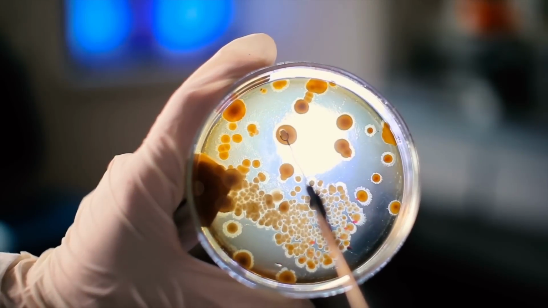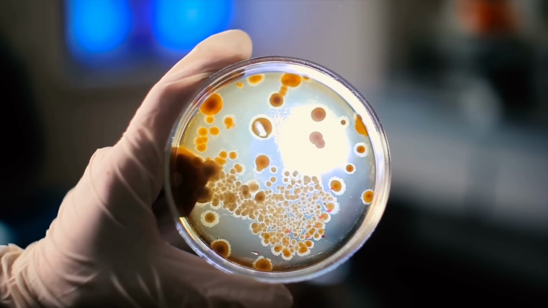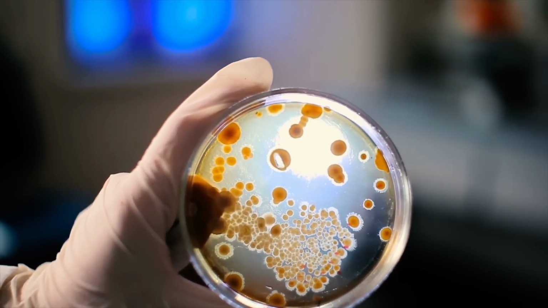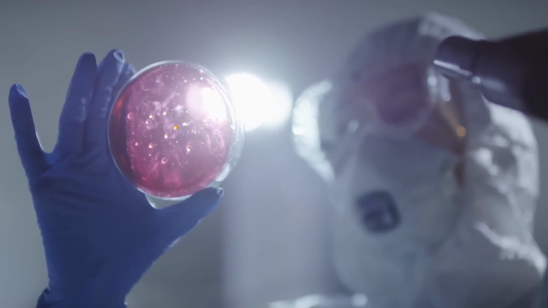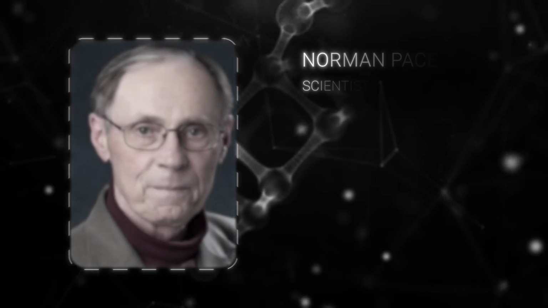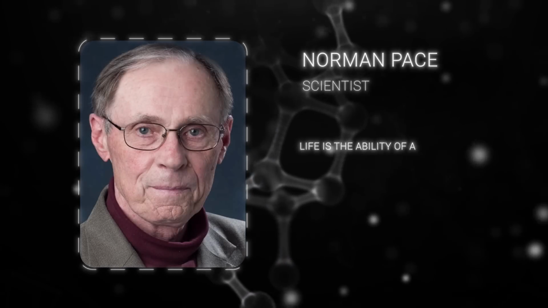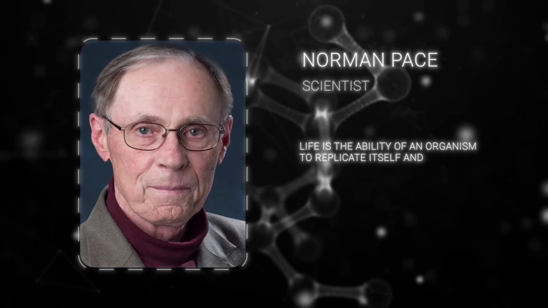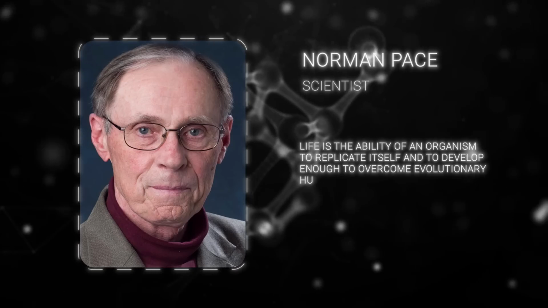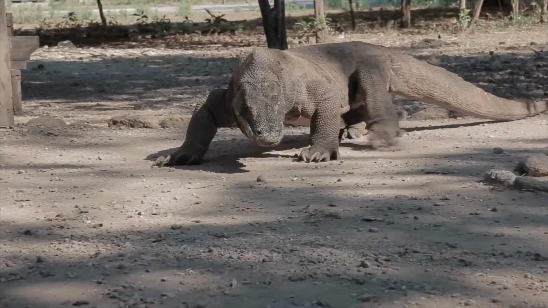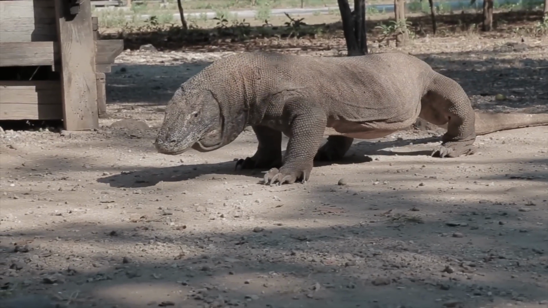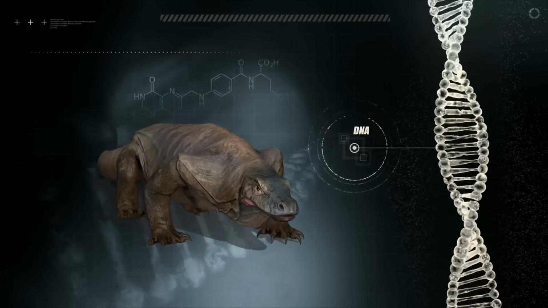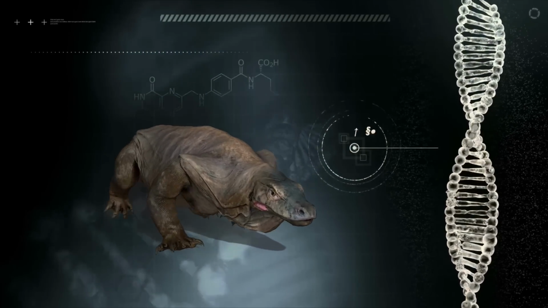So, in order to answer the question of whether silicon could replace carbon, we must first consider what life is in biological terms and what are the criteria for it to occur. Scientist Norman Pace believes that life is the ability of an organism to replicate itself and to develop enough to overcome evolutionary hurdles. For example, developing the ability to grow organs required for movement in order to make travel across land easier. Therefore, the building blocks of this organism must be able to quickly adapt to new conditions.